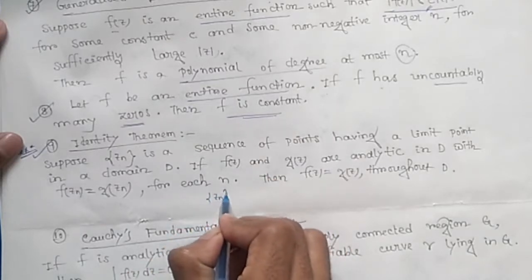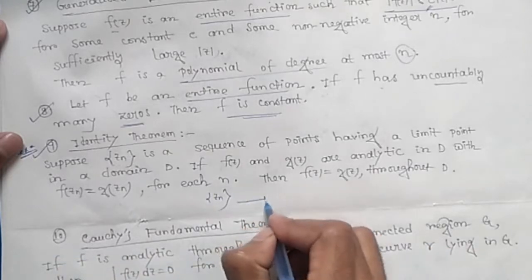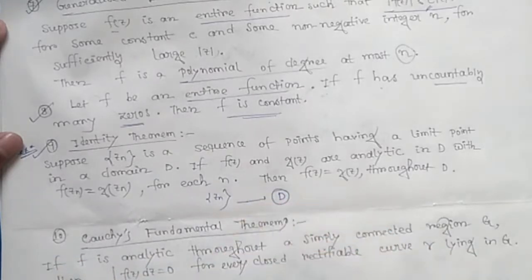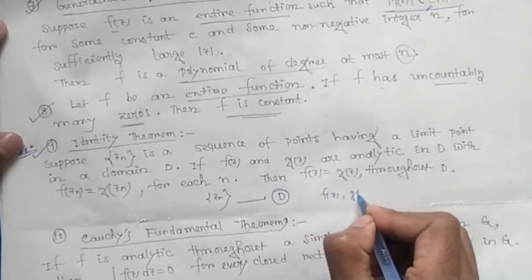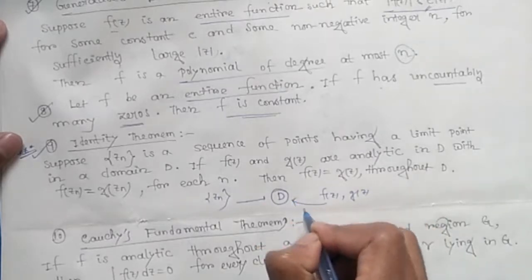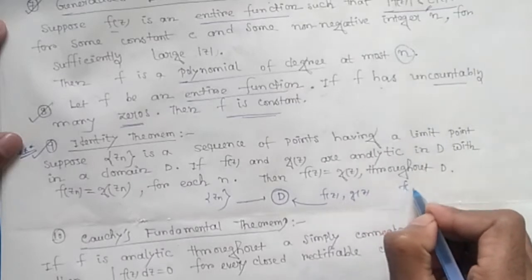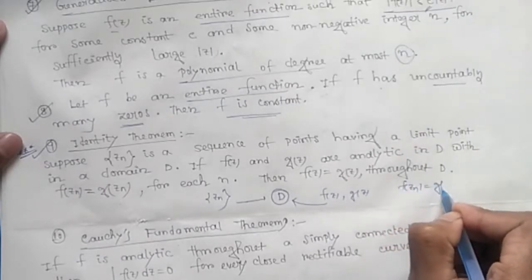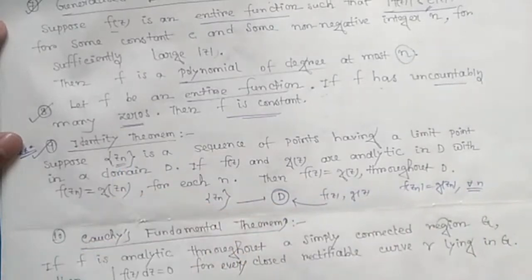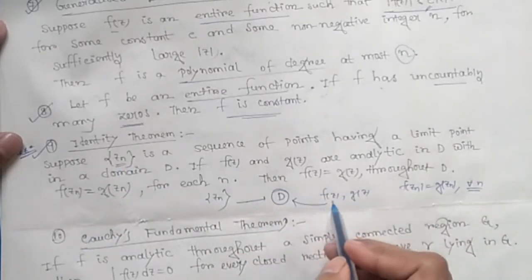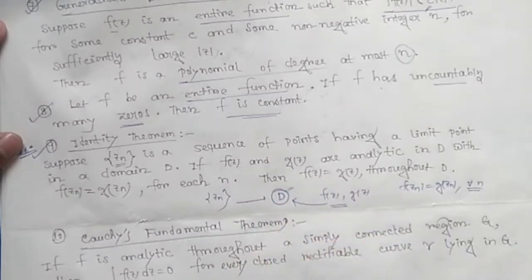Suppose Zn is a sequence of points having a limit point in D, where D is a domain. If f(z) and g(z) both are analytic in this domain, and f(zn) equals g(zn) for all zn, then we can say that f(z) equals g(z) throughout this domain.